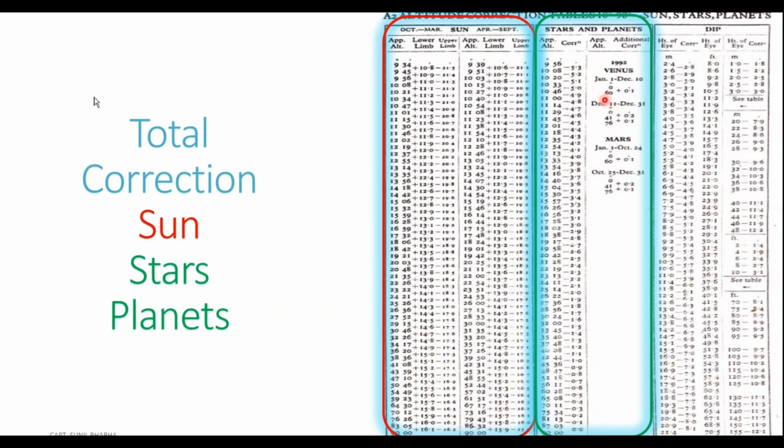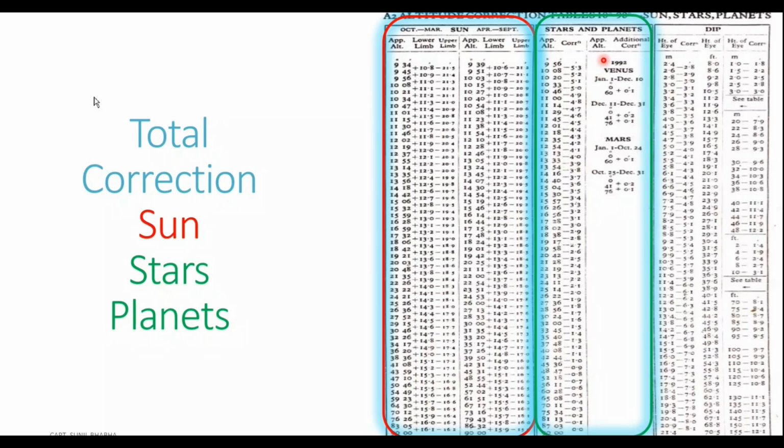For apparent altitude between 0 to 60, the correction is plus 0.1 minutes. Then in the second part, they say December 11 to December 31. From 0 to 41 degree apparent altitude, the correction is plus 0.2. For 41 to 76 degree apparent altitude, the correction is plus 0.1 minutes.